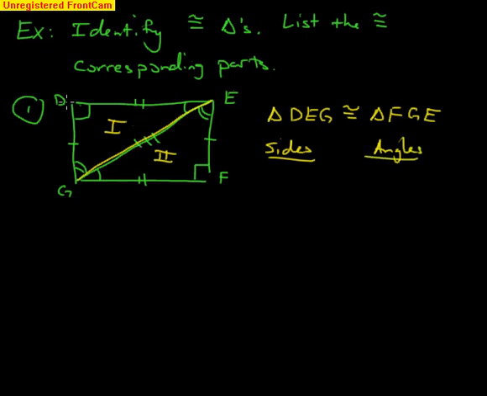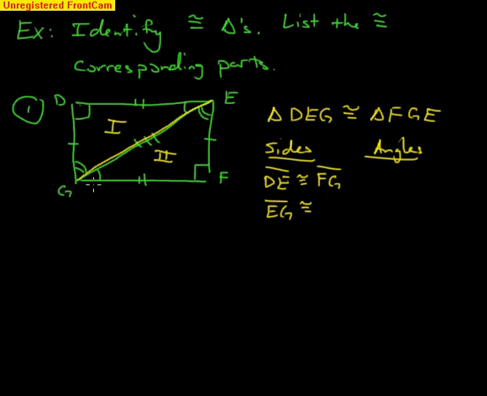Okay. So if we start in this triangle, let's start with side DE. DE is congruent with FG. They both have two markings. Let's go to EG. EG is this diagonal down here.